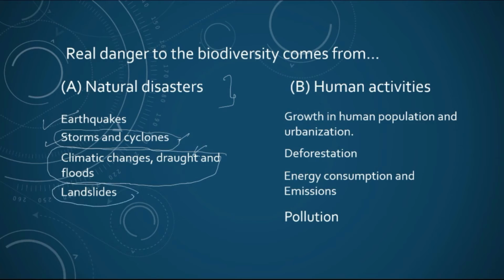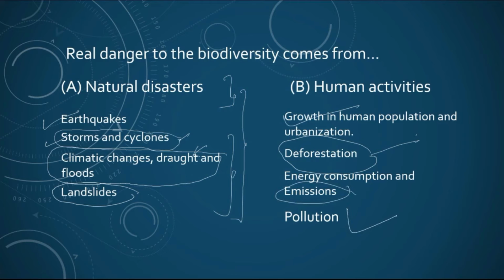Landslides, again because of human activities. Of course, we have written them under natural disaster here, but these are because of some of our own activities. Growth of human population, and thereby we require more crops to eat, to survive, and we keep cutting the trees. Because of deforestation, more energy consumption, wood is being used as a fuel, and then emission of carbon dioxide which results in pollution. All that is a danger to biodiversity, and this happens because of deforestation.